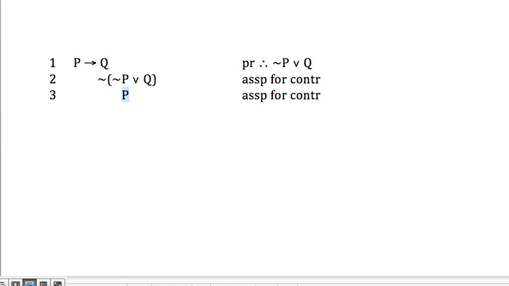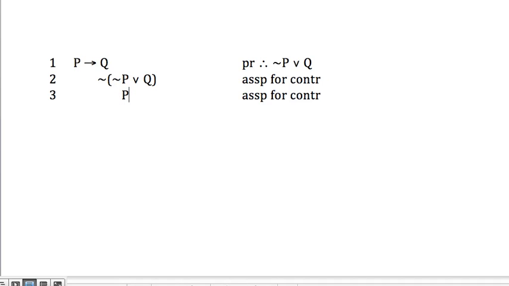I've assumed P. If I succeed in getting a contradiction, I will have not P. If I get not P, I'll have not P or Q by addition. Then I'll have a contradiction. But I need a contradiction to complete this. So let's see what happens.